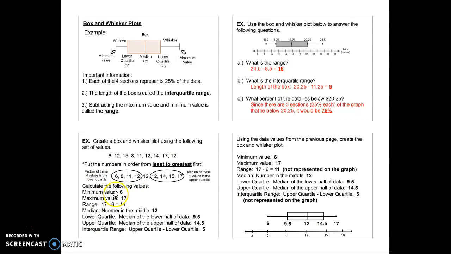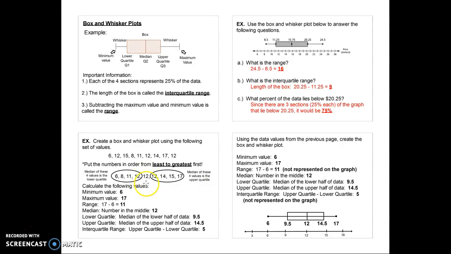Okay, your minimum value is your lowest value, that's your 6. Maximum value is your highest value, which is a 17. Your range, remember we take the highest minus the lowest, so 17 minus 6, which is 11. Your median is the number in the middle. So remember, to find the median, easiest thing to do is cross them off back and forth from one end to the other. So when you go back and forth crossing them off, you end up with your 12 in the middle. So that's your median.